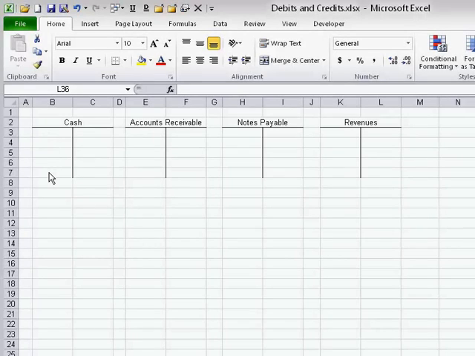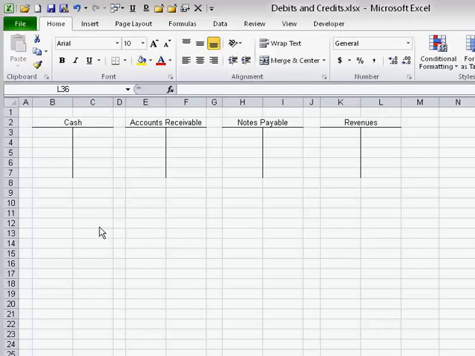Debits are on the left side, credits are on the right side. And we're going to record transactions using money values. We're going to make sure that every transaction balances, because every transaction must balance. Balancing a transaction means that the total debits equal the total credits.